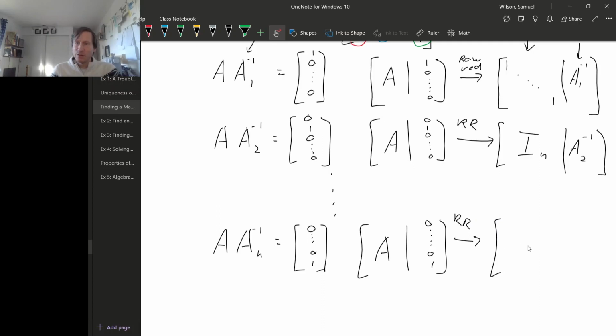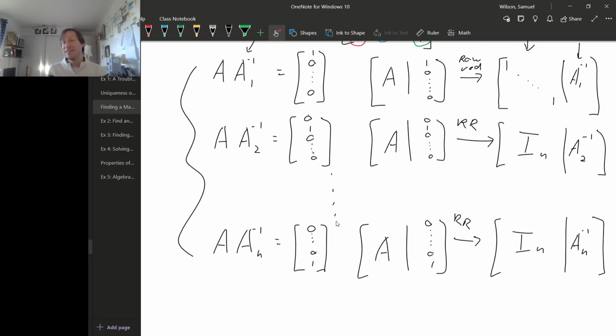And we, again, because assuming that the inverse exists, it's unique. And to get a unique solution, we have to end up with the identity matrix to the left here. And then to the right is the nth column of the inverse matrix. Okay. Well, it's kind of annoying to have to do this n times, right? There are n different row reductions here.